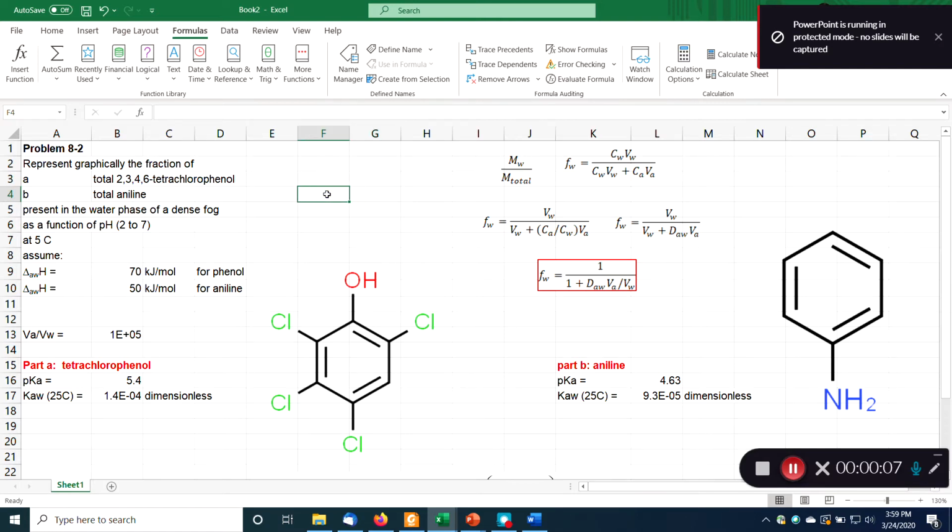Here we are. We're going to do example problem 8.2 from the textbook. Here we're being asked to represent graphically the fraction of these two chemicals, total 2,3,4,6 tetrachlorophenol and total aniline, present in the water phase of a dense fog as a function of pH. And the pH is going to range from 2 to 7. And we're going to do all this at 5 degrees Celsius. So it's a cold winter day. We have a dense fog that has formed.